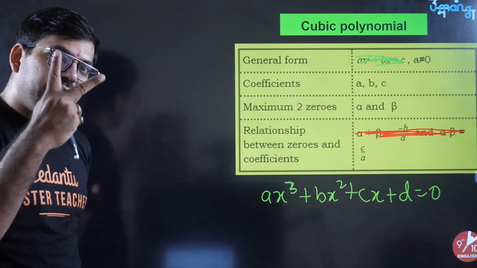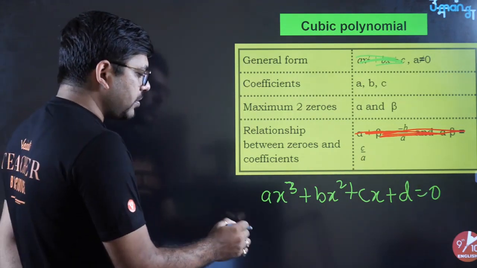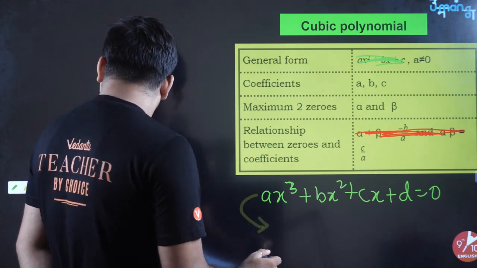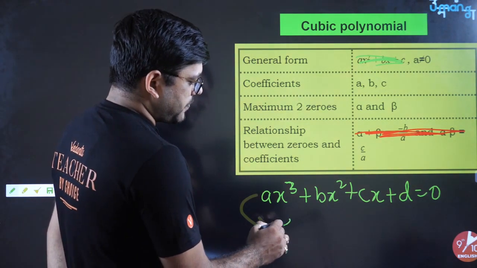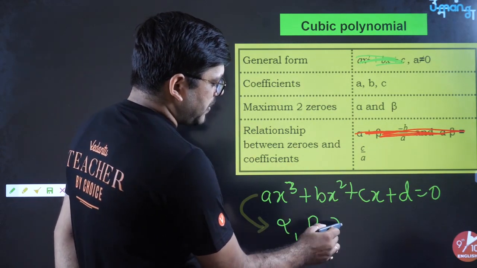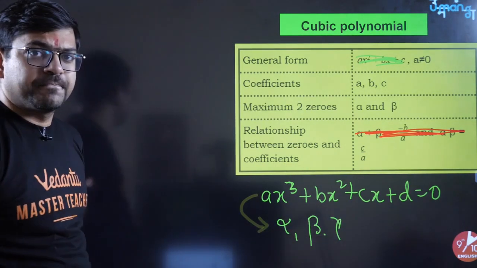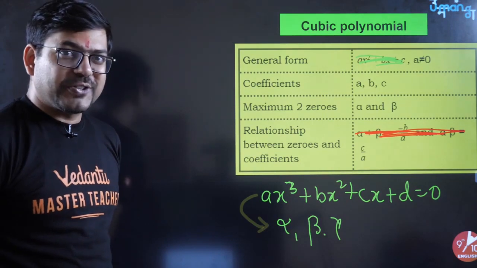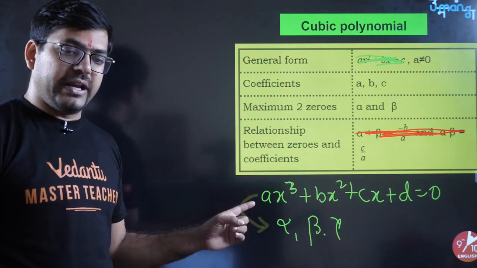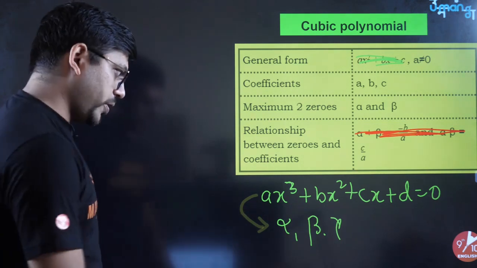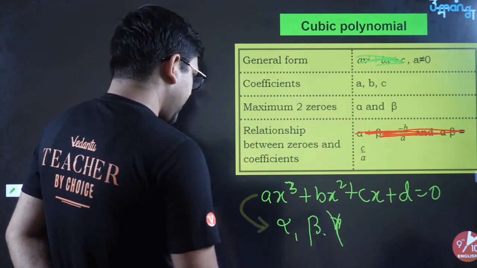Now you would have understood by this time that quadratic was having 2 zeros. So cubic will have how many zeros? 3 zeros. And we name those 3 zeros alpha, beta and gamma. Earlier we had named the quadratic zeros alpha and beta. But right now, since it is a cubic equation, we'll name them alpha, beta and gamma.